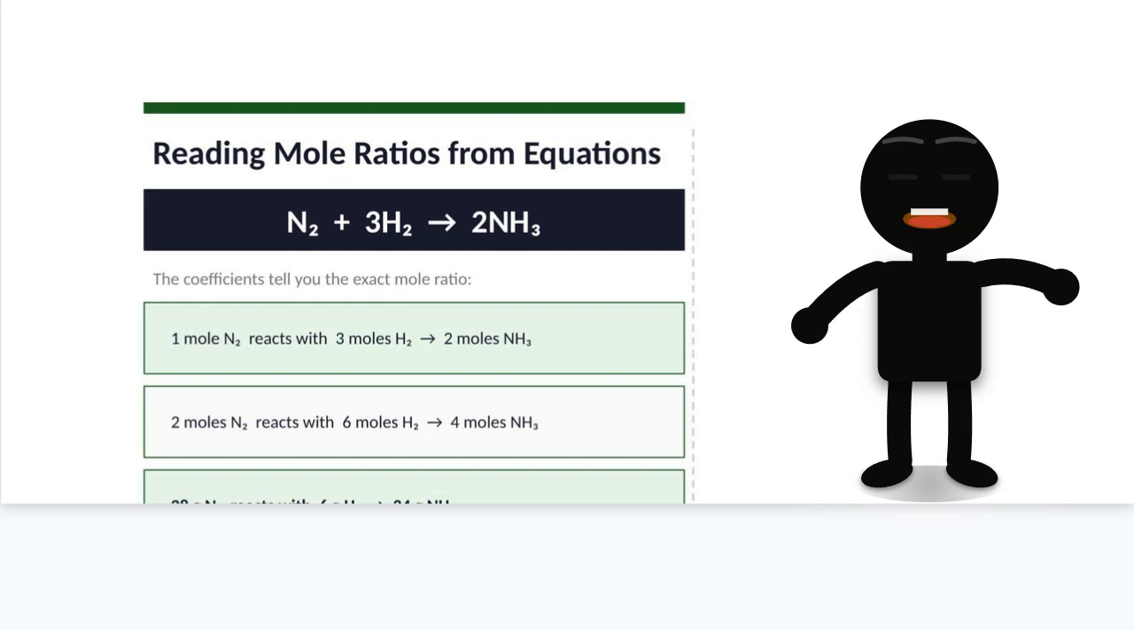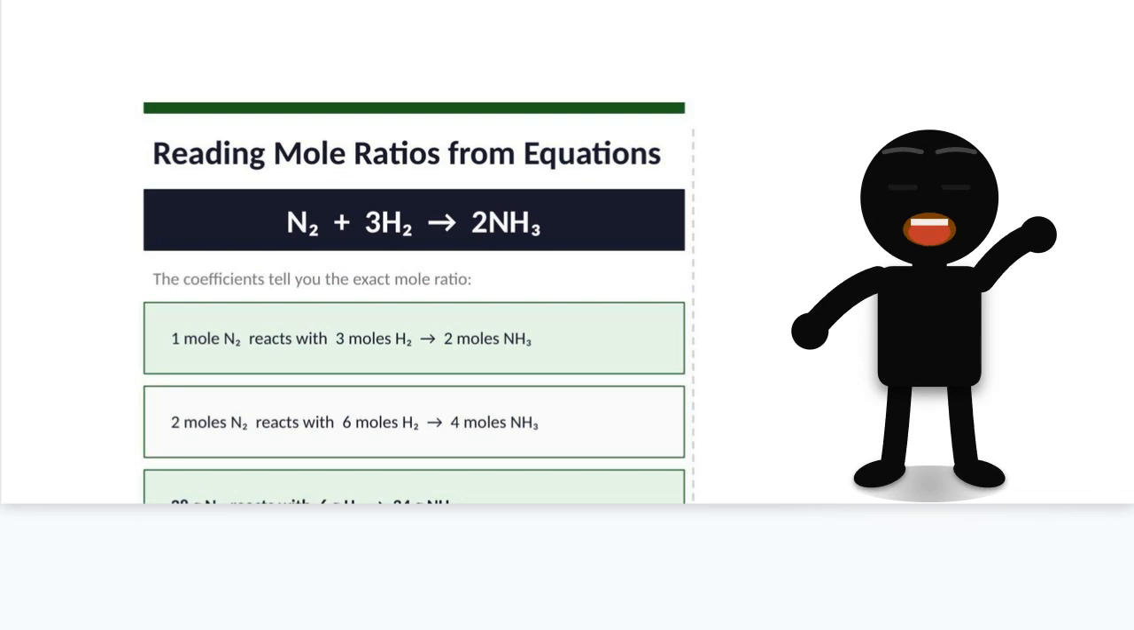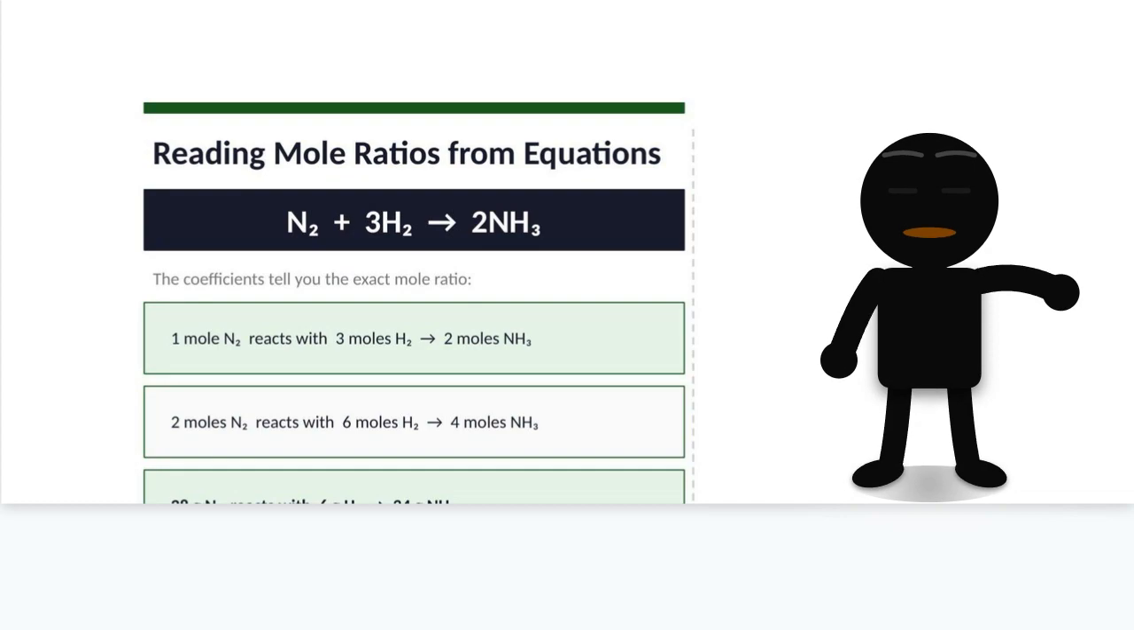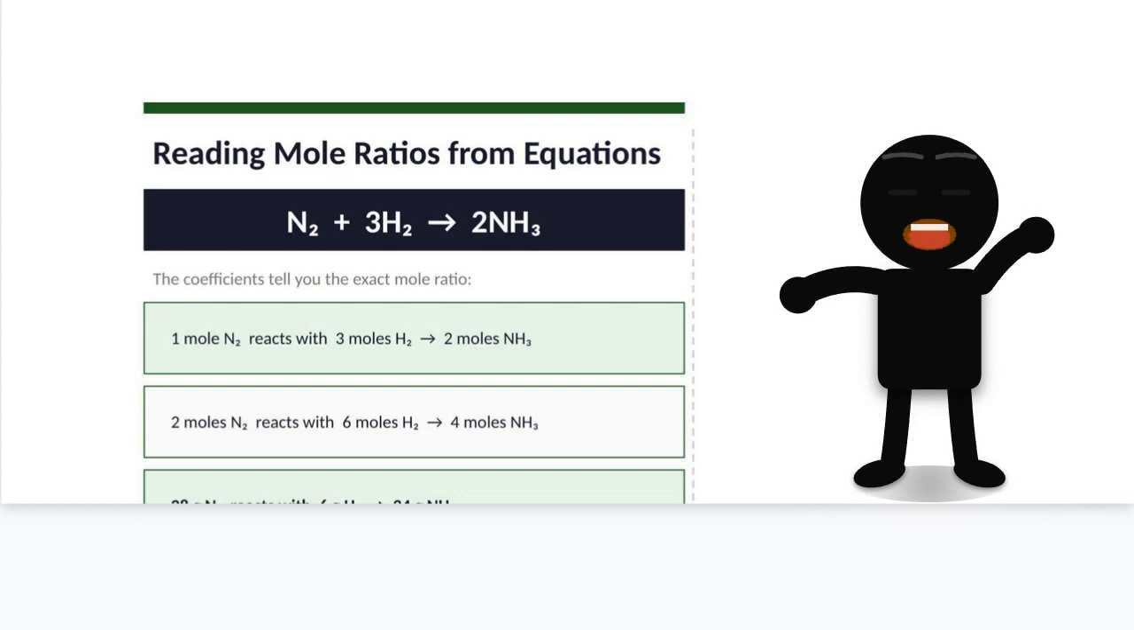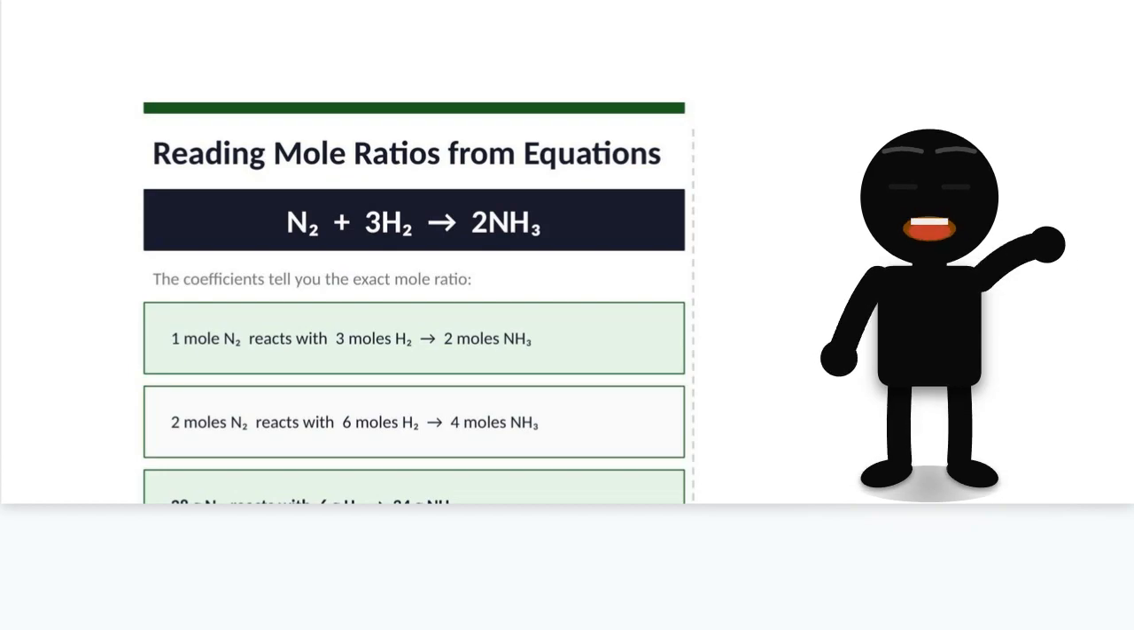Once an equation is balanced, the coefficients give you the mole ratio, the exact proportions in which the substances react and are produced. Take the Haber process, nitrogen plus 3 hydrogen gives 2 ammonia. The coefficients 1, 3, and 2 tell you that 1 mole of nitrogen reacts with exactly 3 moles of hydrogen to produce 2 moles of ammonia. These ratios scale perfectly. If you use 2 moles of nitrogen, you need 6 moles of hydrogen and you get 4 moles of ammonia.